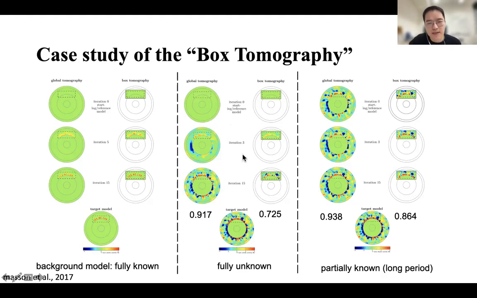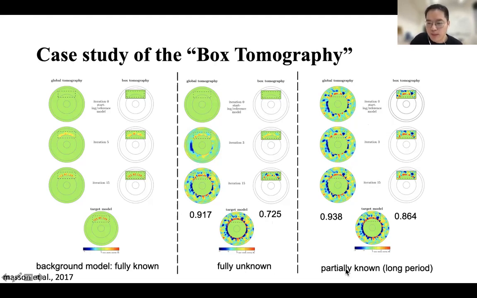And the second one is fully unknown. That means when we do the inversion, we use the PREM model as the background model, and just do the inversion. We can find that this value, one is perfect. And this is a global simulation, a global inversion. And this one we can say is not very good. And then this is the third one.